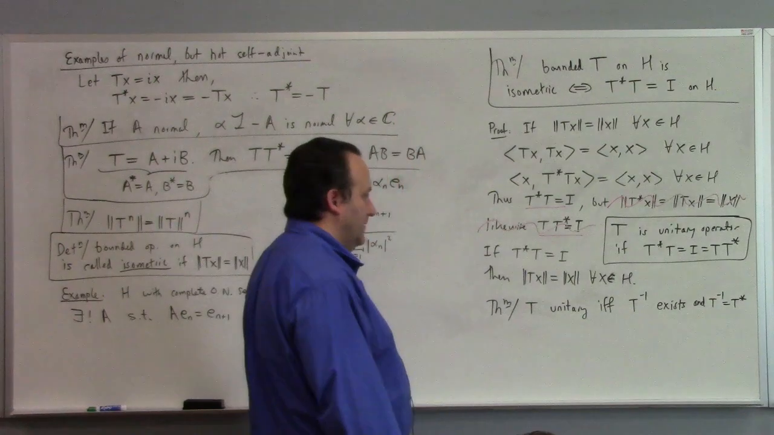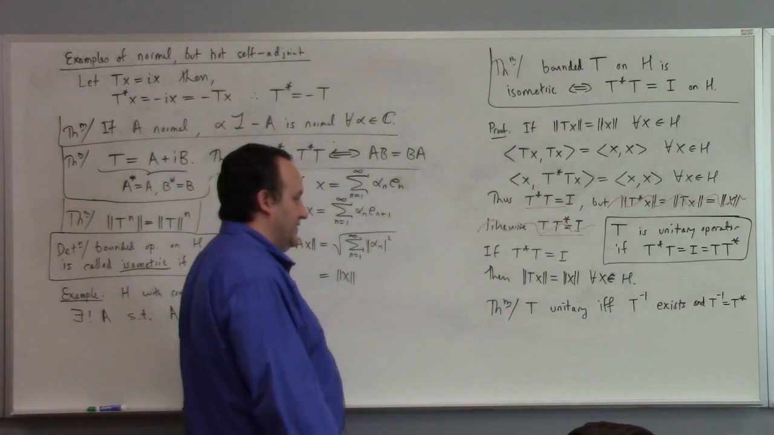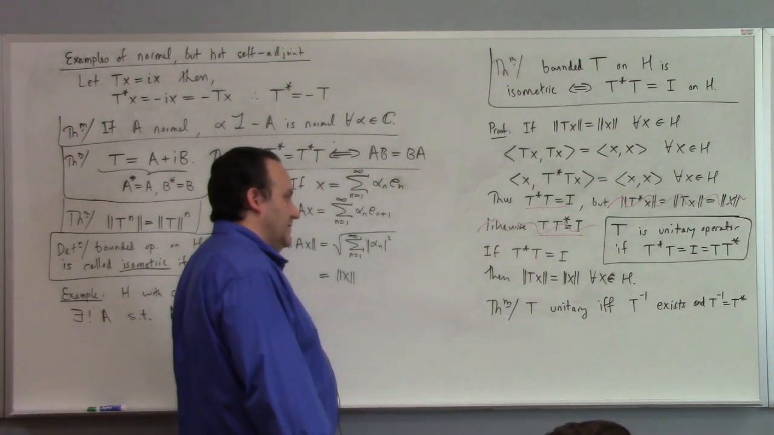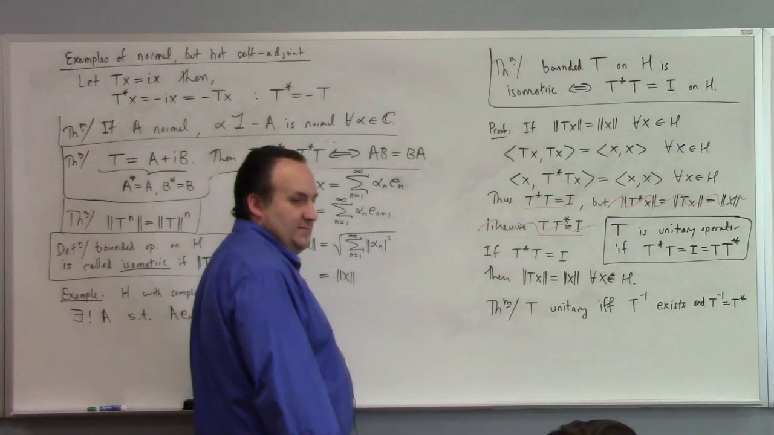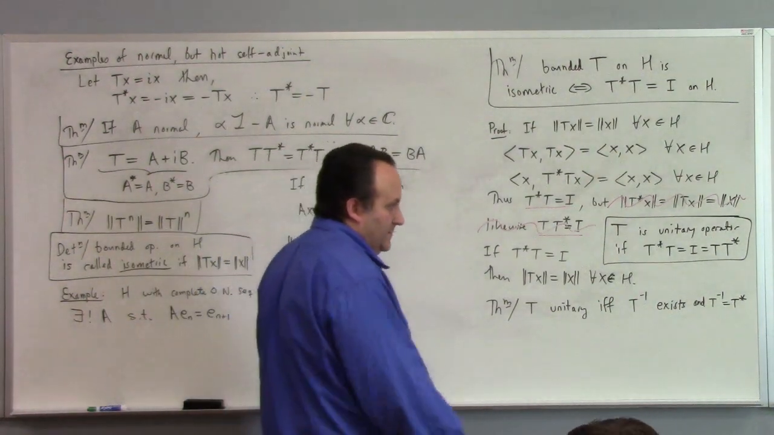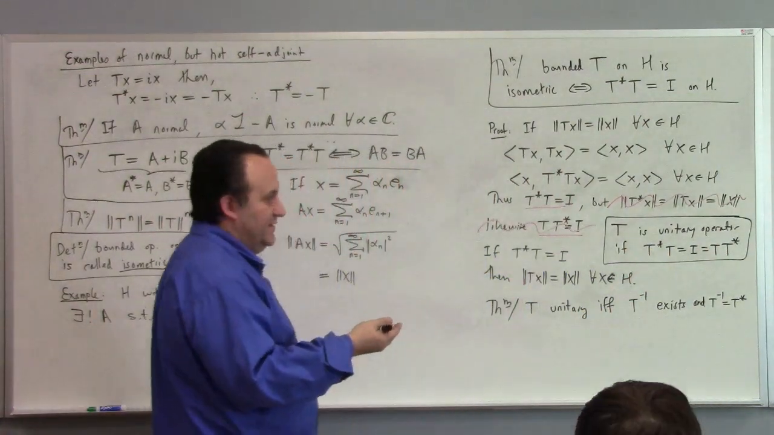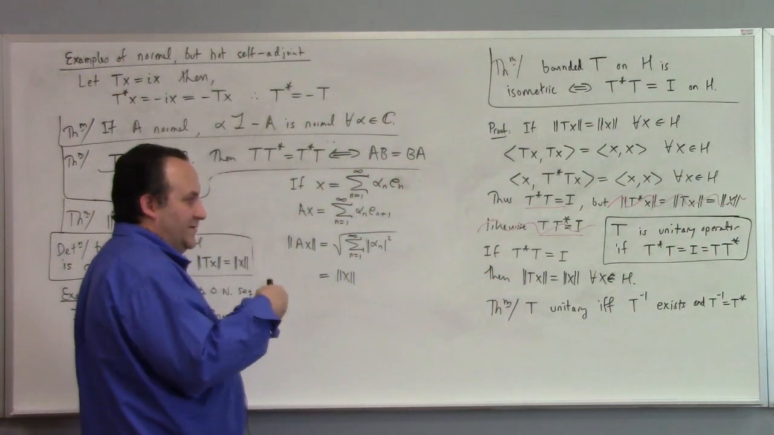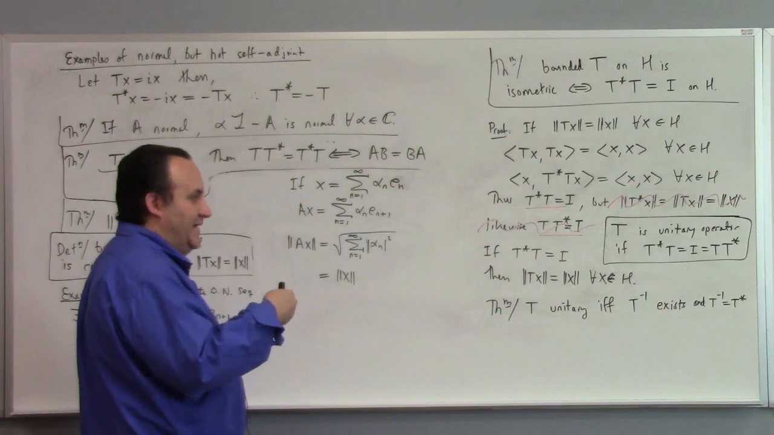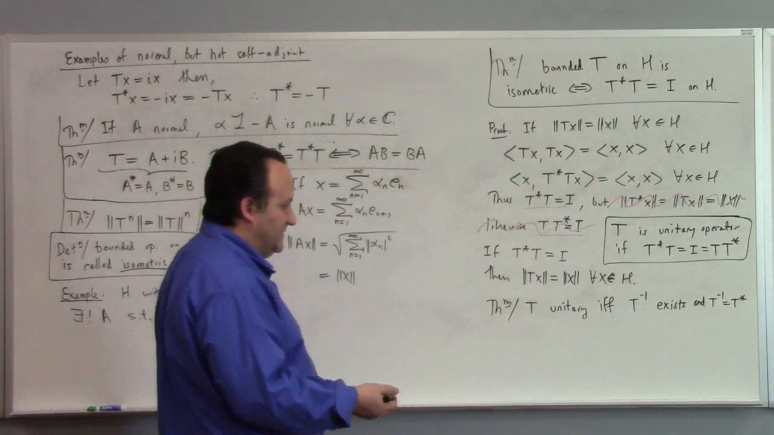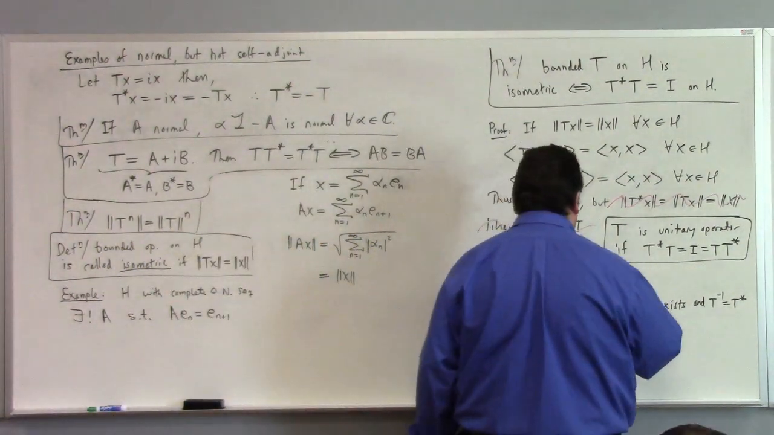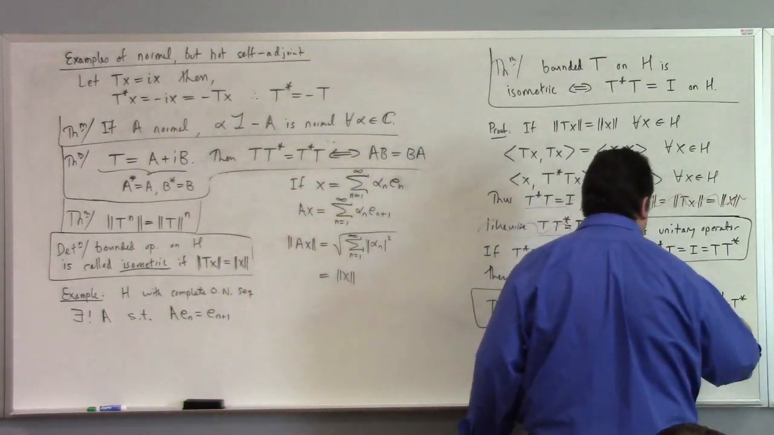Right? That's almost immediate from the definition if you look at it. If it's unitary, you have this equation, but that equation is tantamount to the existence of an inverse for T, and that inverse has to be the adjoint. So this theorem is a hop, a skip, and a jump away from the definition.